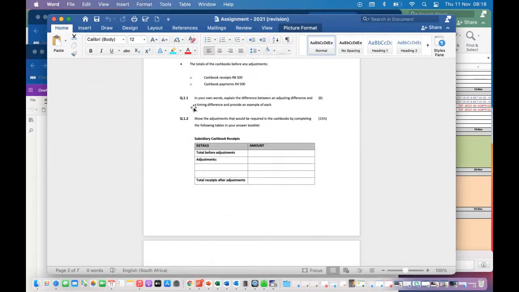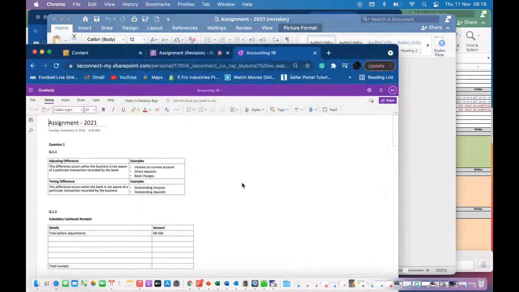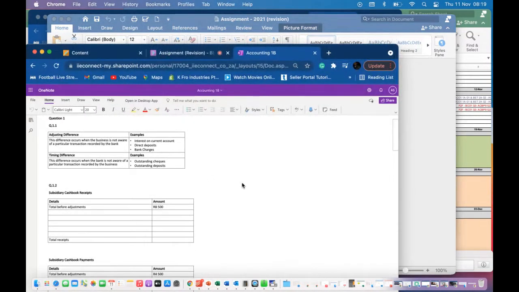The first bit, question 1.1. I always read the required before we get into the actual question because we need to know exactly what they need from us so we know what we're paying close attention to. Question 1.1 says, in your own words, explain the difference between an adjusting difference and a timing difference and provide an example of each. This is something that you shouldn't have had any problems with because it's in your textbook, and you have time to open your textbook and find these answers. Nonetheless, I've filled in the information over there for you.